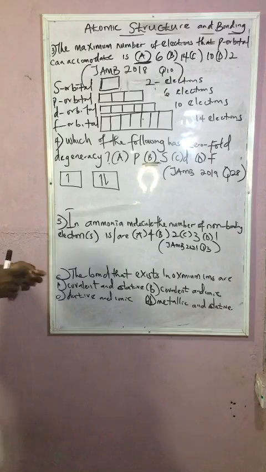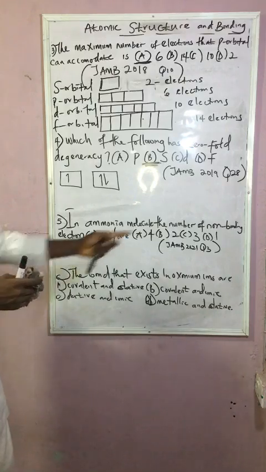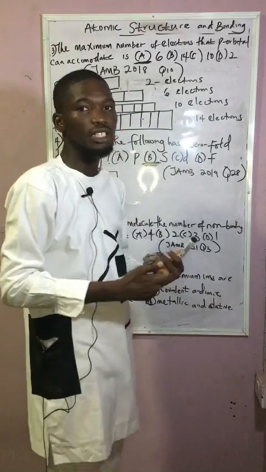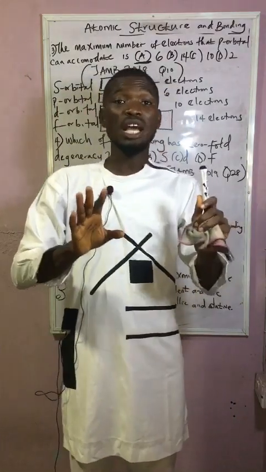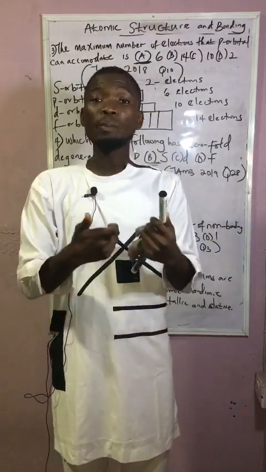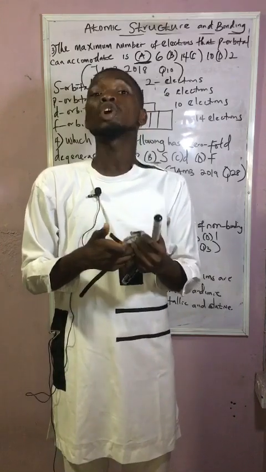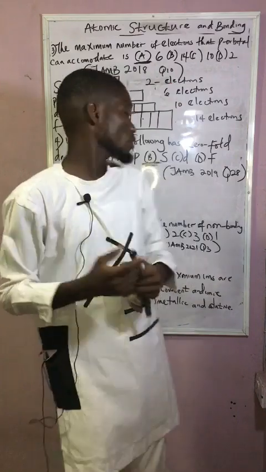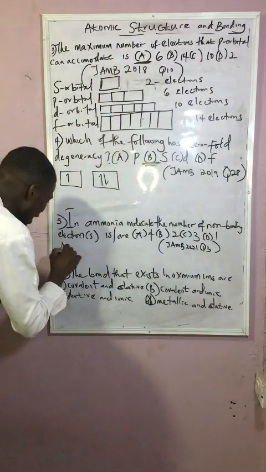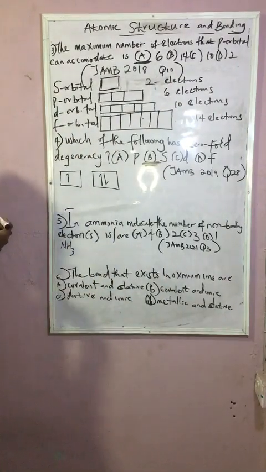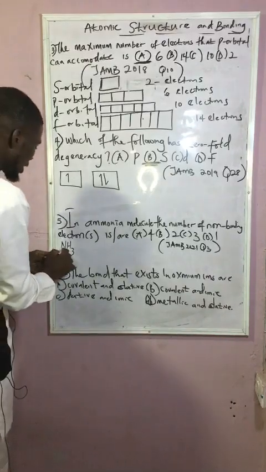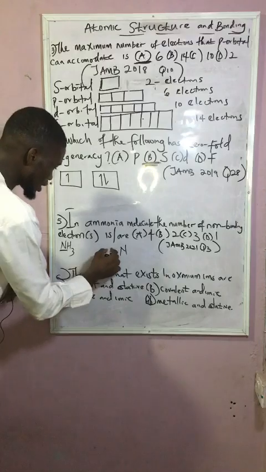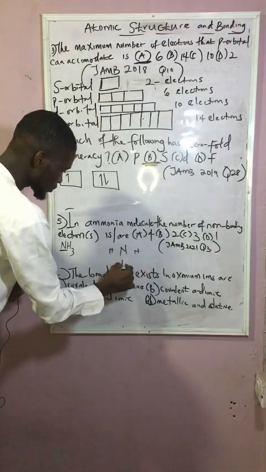Number 5. In ammonia, the number of non-bonding electrons. JAMB would like to twist your brain. The meaning of non-bonding is the same thing as lone pair. And lone pair means those electrons that are not reacting or bonding with other elements. So now let's take a look at this. Ammonia is NH3. The central atom is what? Nitrogen, which is this. Then how many hydrogens do we have here? We have 3. You can say we have 1, 2, 3.